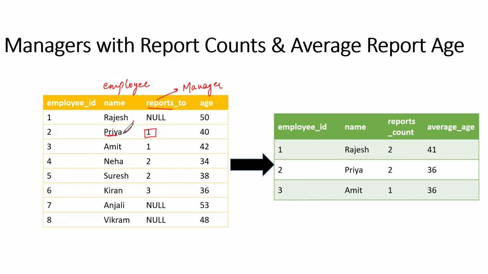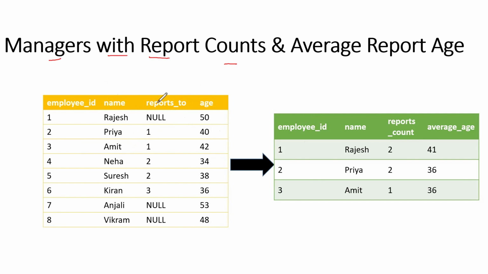So Priya is reporting to Rajesh. Amit is also reporting to Rajesh. Neha is reporting to Priya. Suresh is also reporting to Priya, and so on and so forth. So what we have to do is find the managers with report count.